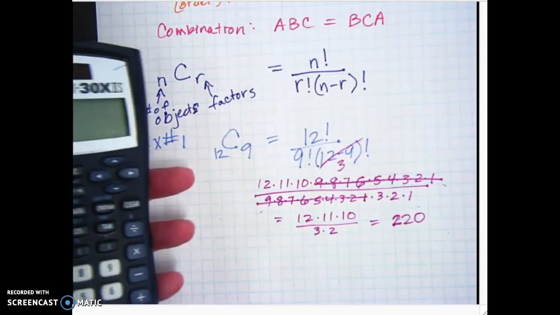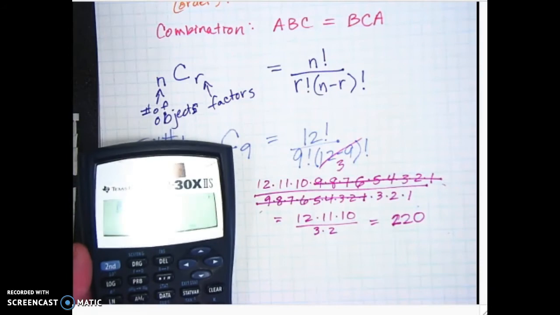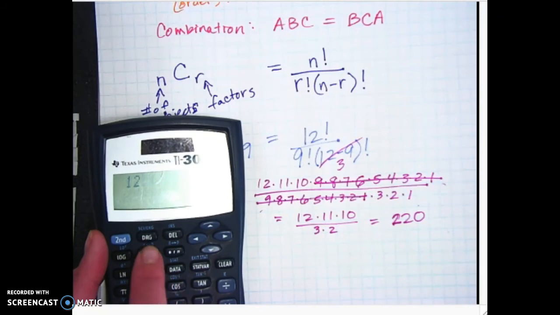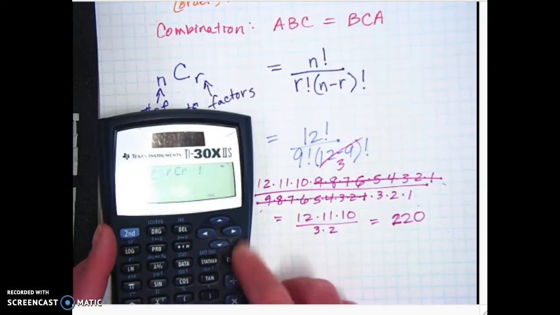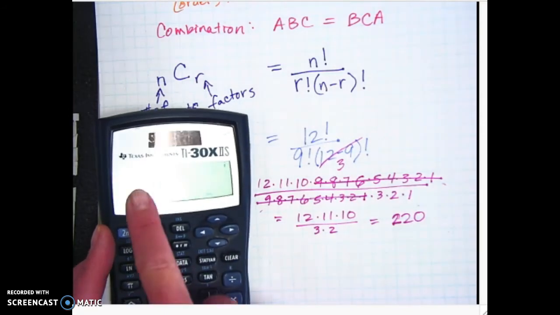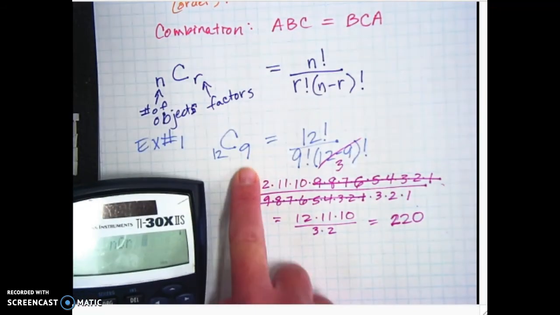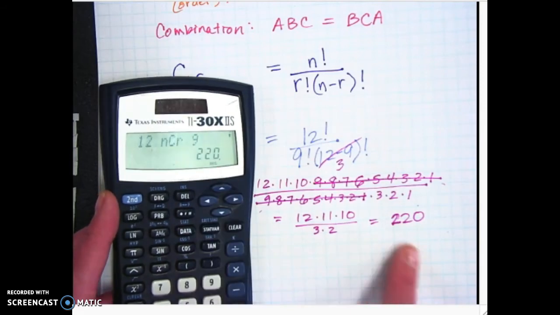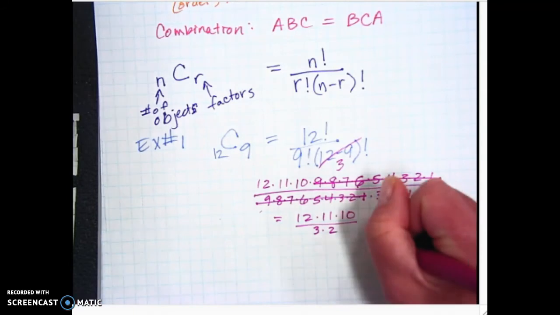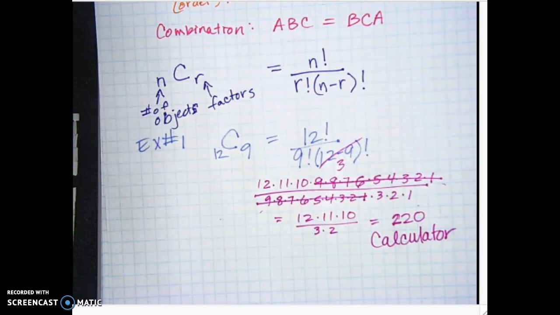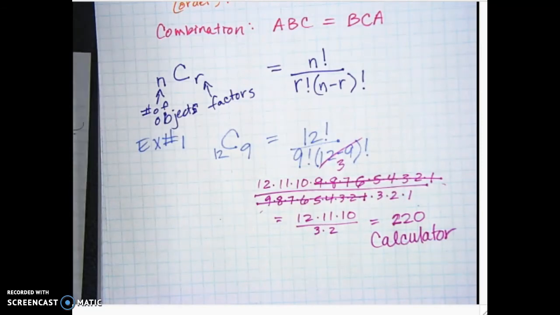Or you could take your calculator, bypass all this, and just type the 12 first, then go to the probability button, and arrow over to the second one with the C in the middle. That's the combinations. Hit enter. Then type in the 9, hit enter, and look, 220, same answer. So calculator is your friend as long as you know how to use it. If you don't know how to use your calculator, then ask, please. Any questions on example number 1?